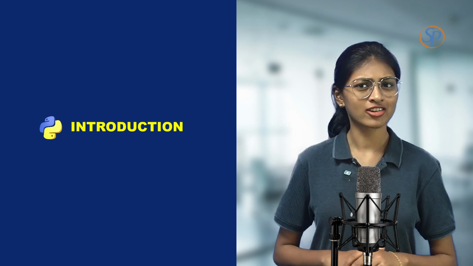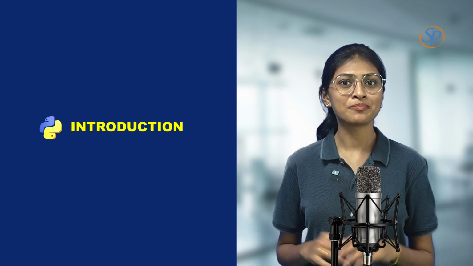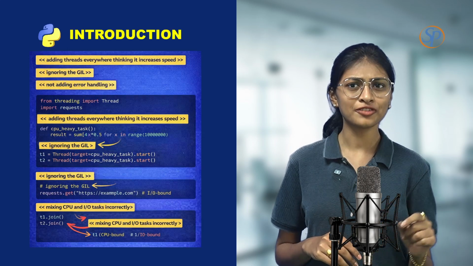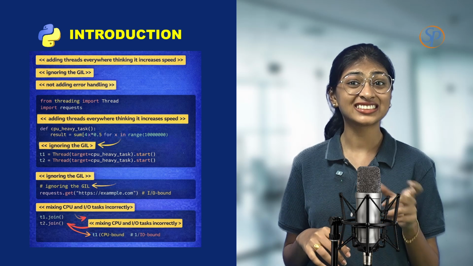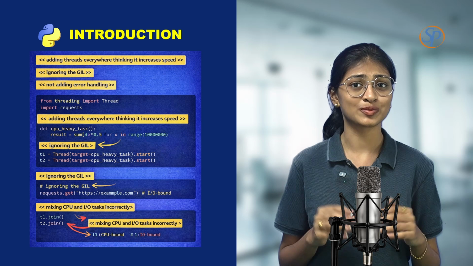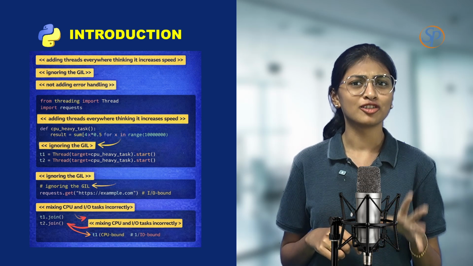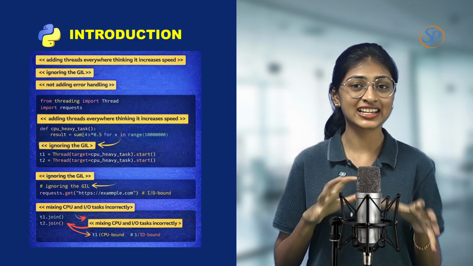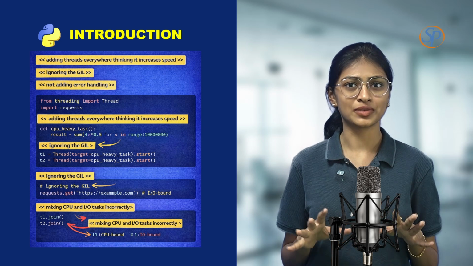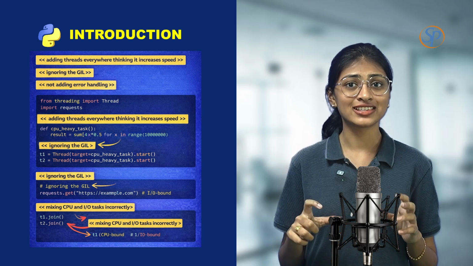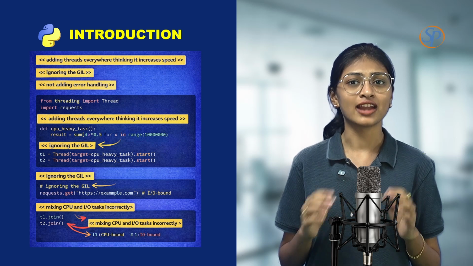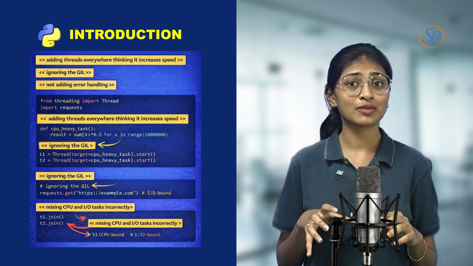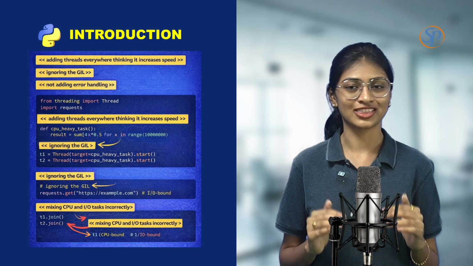Introduction. Why concurrency matters? Concurrency is powerful, but if misused, it can break your program in confusing ways. A few beginner mistakes include adding threads everywhere thinking it increases speed, ignoring the GIL, not adding error handling, and mixing CPU and input-output tasks incorrectly. The goal of this module is simple. Learn to choose concurrency wisely, write safe code and understand when to use which tool. If you understand this module clearly, you will be able to write real-world concurrent programs without fear.